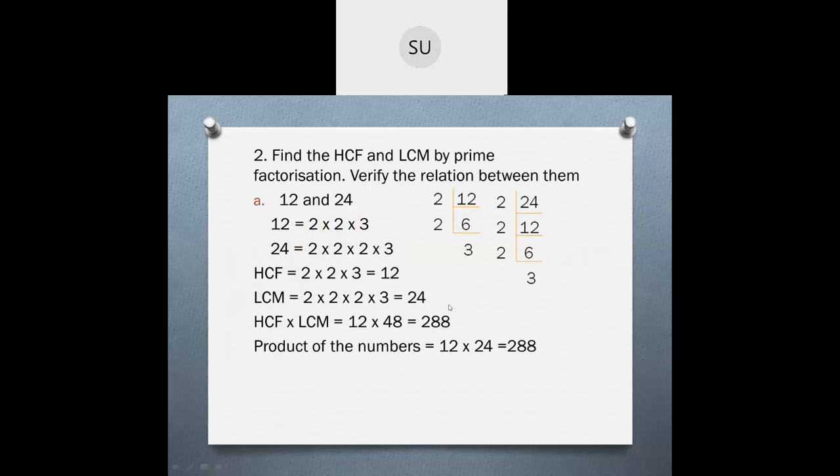Now to verify the relation between them, we'll multiply HCF with LCM. That is 12 into 24, which is 288. And then the product of the numbers, 12 and 24, 12 into 24 will be 288 again. This is not 48, it is 24, so you will write 24 there. So HCF into LCM is equal to the product of the numbers. So it is verified.